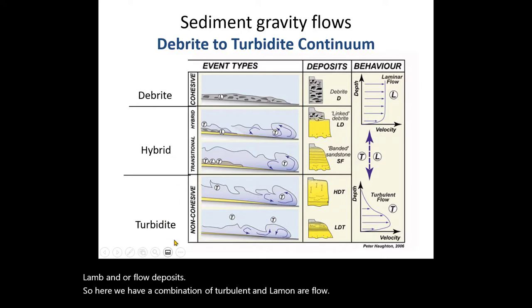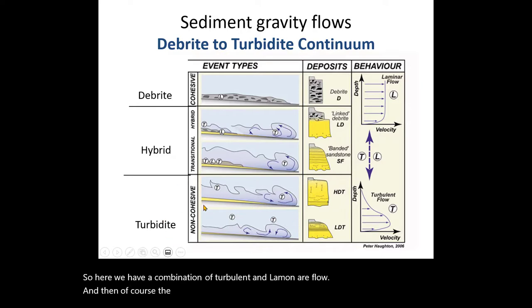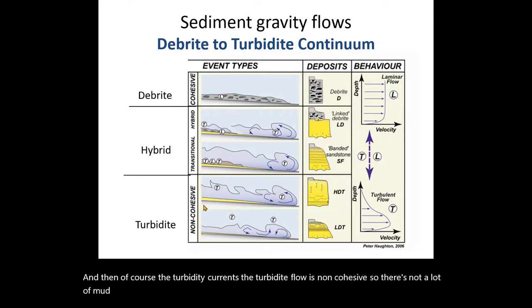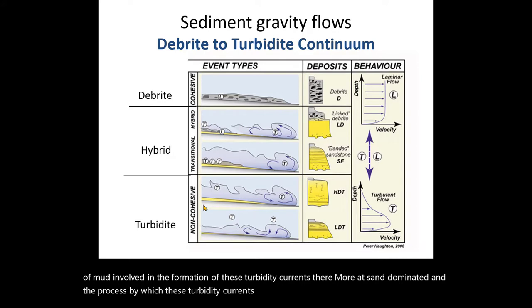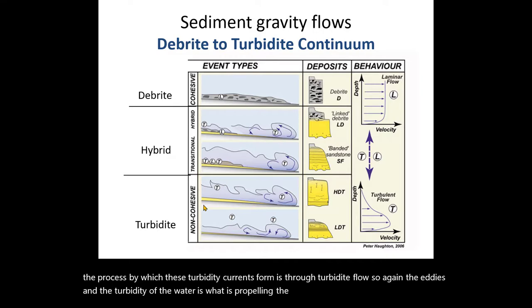And then, of course, the turbidity currents, the turbid flow, is non-cohesive. So there's not a lot of mud involved in the formation of these turbidity currents. They're more sand dominated. And the process by which these turbidity currents form is through turbid flow. So again, the eddies and the turbidity of the water is what is propelling the sediment, as well as gravity pulling that sediment down the slope.